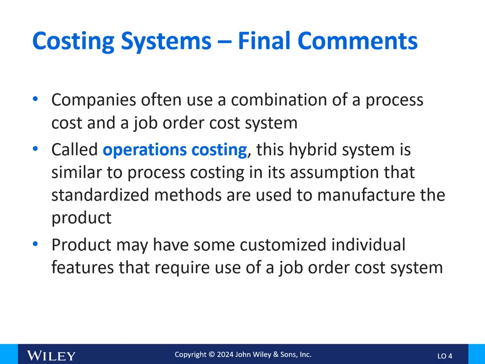Companies often use a combination of process cost and job order cost system. So they could have some homogeneous stuff that they do, so they're using a process cost. They may have some more individualized products that they want to use a job order cost, so they can use a combination. Called operation costing, this hybrid system is similar to process costing in its assumption that standardized methods are used to manufacture the product. The product may have some customized individual features that require use of a job order cost system.